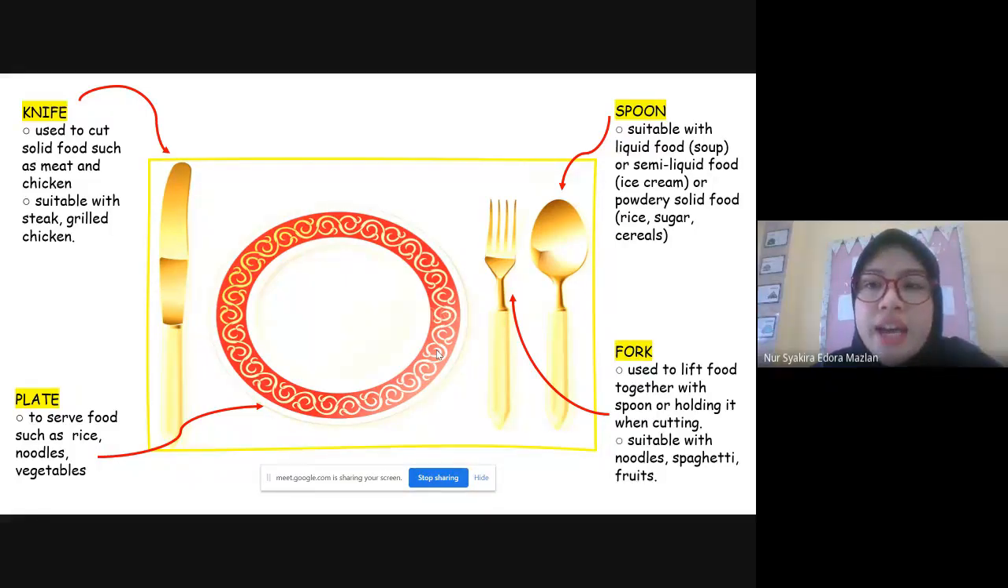And the next one, we have spoon. It is suitable with liquid food such as soup or semi-liquid food like ice cream or powdery solid food like rice, sugar, and cereals. And spoon and fork always come together. Fork is used to lift food together with spoon or holding it when you need to cut the food. It is suitable with noodles, spaghetti, and fruits. You may write this first in your notebook. Make sure your spelling is correct.